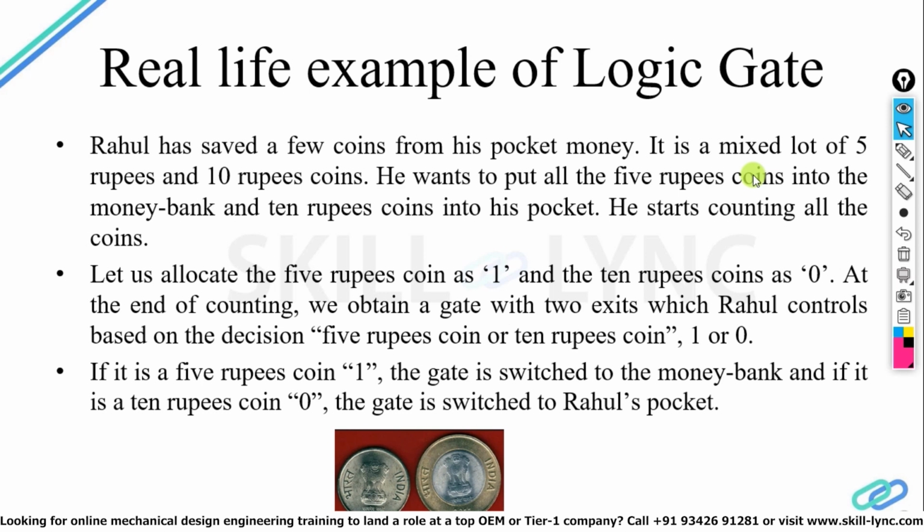Now Rahul is the decision making person, meaning Rahul will decide whether 0 or 1. If Rahul decides 1, then the gate is open to the piggy bank. This gate has a dual entry, one going to the piggy bank and the second going to Rahul's pocket, and everything is decided by the logic, the decision that Rahul is taking. If Rahul says 1, it means he has a 5 rupee coin. Now the piggy bank gate will open and the coin will be sent directly to the piggy bank. And when Rahul says 0, then the gate is switched to Rahul's pocket.